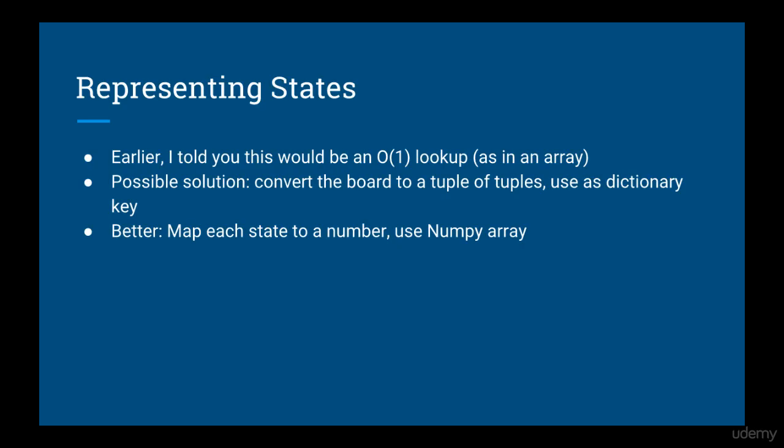In this lecture, we're going to talk about how we're going to represent states in our tic-tac-toe game. Earlier, I promised you that this would be an O of 1 lookup. One way to accomplish this would be to use a dictionary, since the keys to a dictionary can be any immutable object. So we could represent the game board with a 2D tuple of size 3 by 3 and store the values inside as tuple elements. However, we can do this so that each state maps to a number, and by doing that we can store the value function as a numpy array.